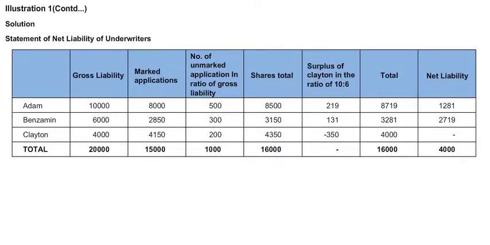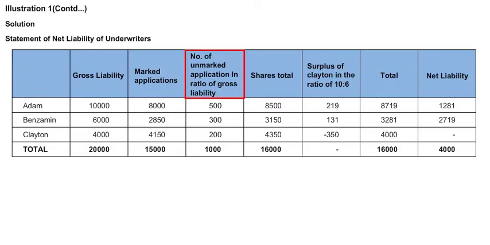See, the solution of this example is the statement of net liability of the underwriters, Adam, Benjamin and Clayton. So the gross liability of all these three is given in the question: 10,000, 6,000 and 4,000 shares. So they are liable to take 10,000, 6,000 and 4,000 shares if the public does not subscribe. So this is the gross liability, and out of that, marked applications are 8,000, 2850 and 4150. So if 8,000 applications are marked on the name of Adam, the remaining are just 2,000. For Benjamin, 6,000 is the gross liability, out of which 2850 is the marked application, so the remaining will be 3150. For Clayton, 4,000 is the gross liability, and Clayton is able to attract more people, or grab more marked applications, which is 4150. So Clayton will not have any liability to subscribe for the shares.